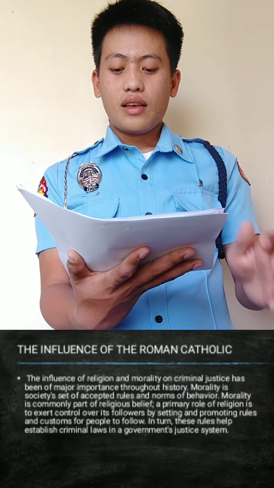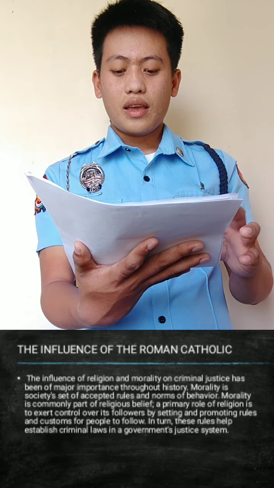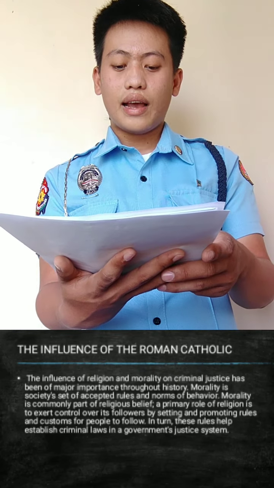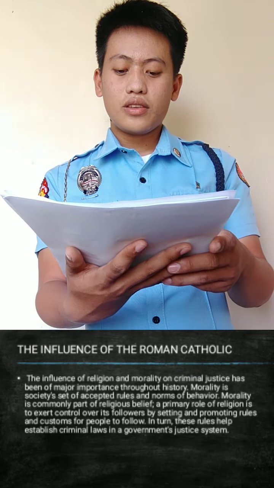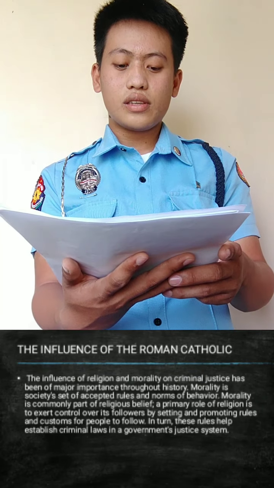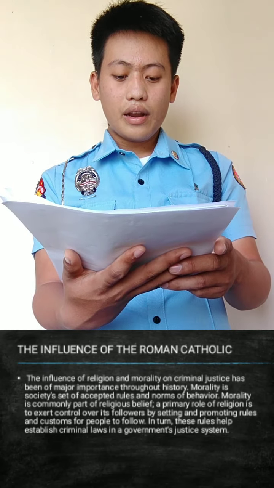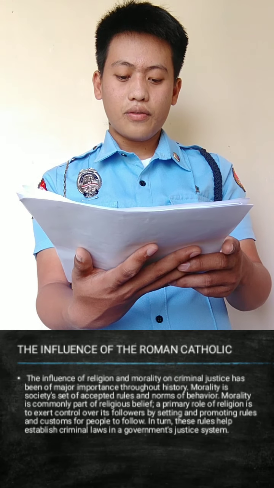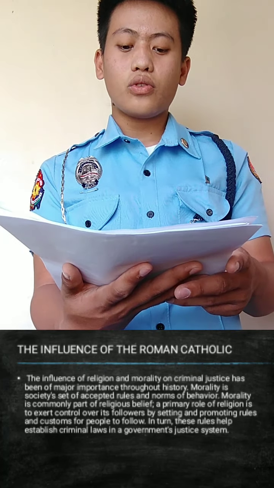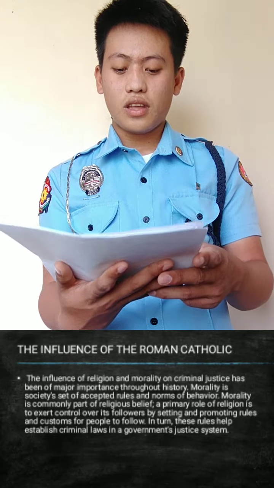So next, the third topic: the influence of the Roman Catholic Church. The influence of religion and morality on criminal justice has been of major importance throughout the years. Morality is a society's set of accepted rules and norms of behavior. Morality is a common part of religious beliefs. A primary role of religion is to control followers by setting rules and customs for people to follow. In turn, these rules help establish criminal laws in government and the justice system.